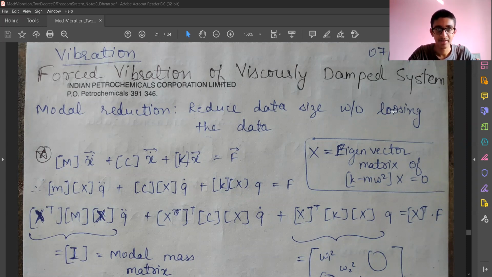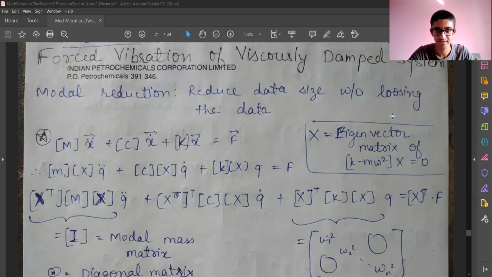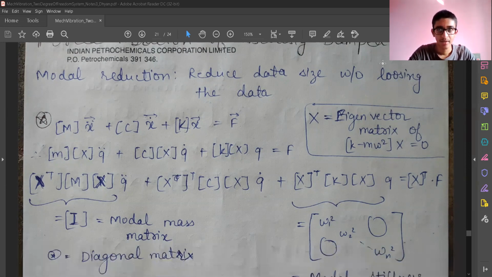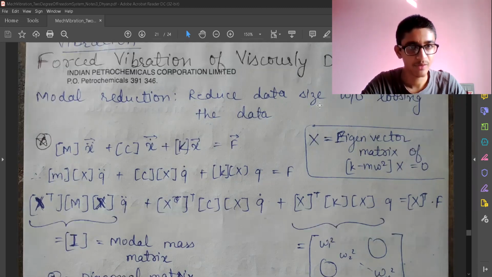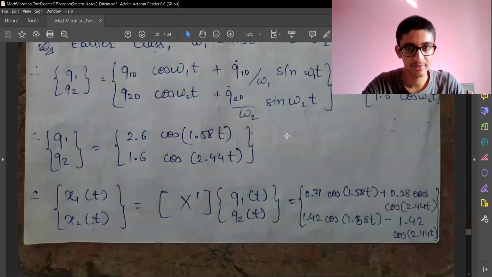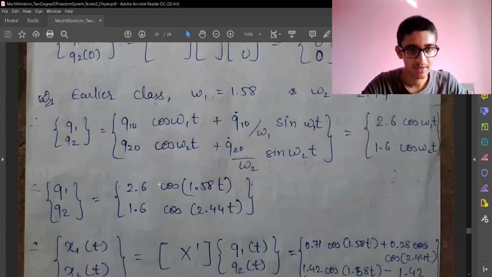Generally, the systems which are not forced are also not damped, and the systems which have dampers are generally forced, or they are getting external forces. That's the thing. So our aim is modal reduction, that is, using this modal. One of the applications of the modal coordinate system is that we can reduce data size without losing the actual data. That's what we have shown earlier also. We have reduced the response.